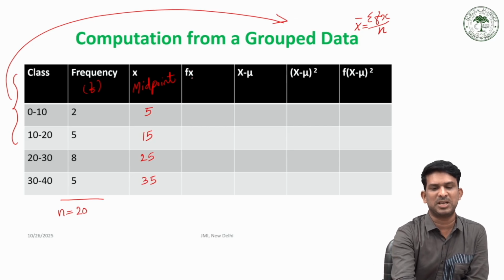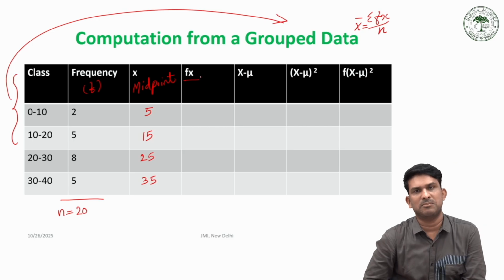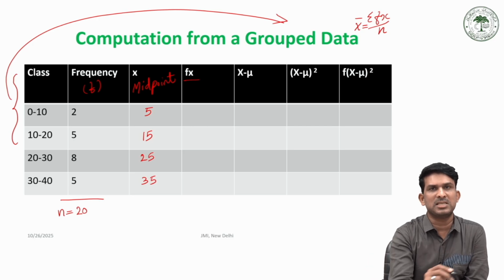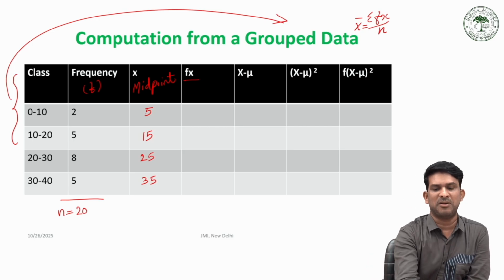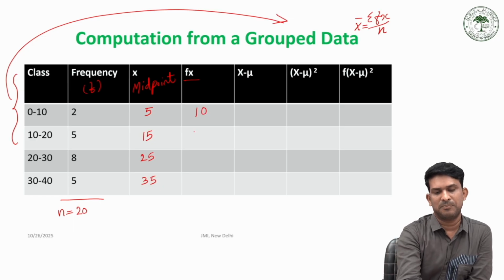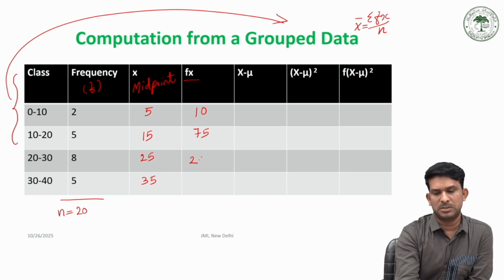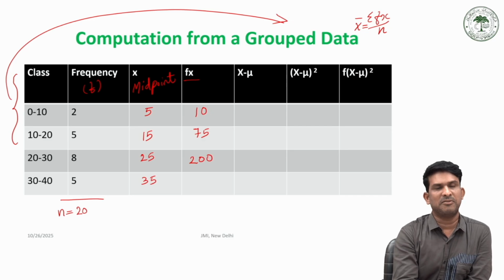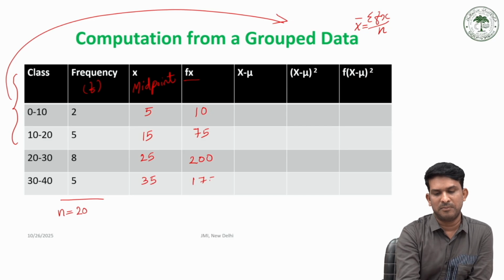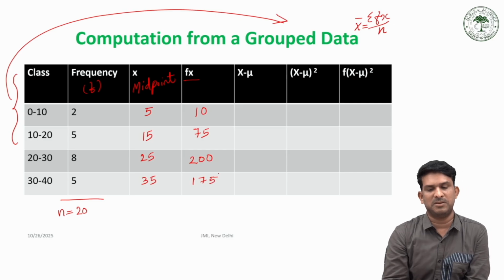I have mentioned fx as next column. F into x is fx. 2 into 5, 10. 15 into 5, 75, right? 25 into 8, 200, right? 35 into 5, 175. Am I right? 175.